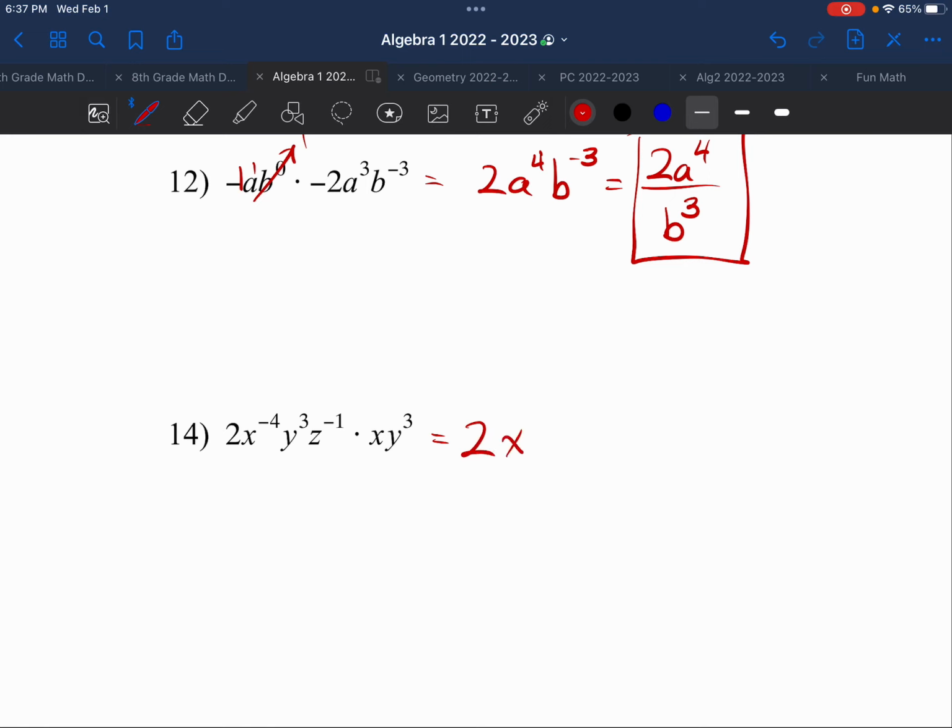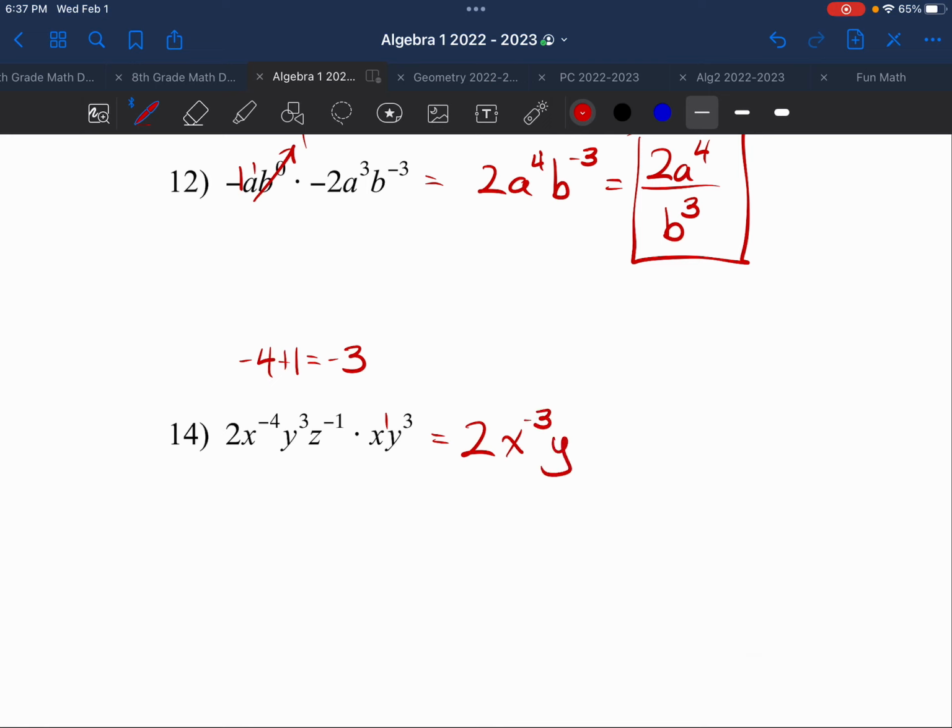All right, we also have an x. Let's look at all of the powers and add them up. I have an x and an x. Remember, this x is to a power of 1, so I'm going to add negative 4 plus 1. Negative 4 plus 1 is the same thing as negative 3, so I'm going to get x to the power of negative 3 here.